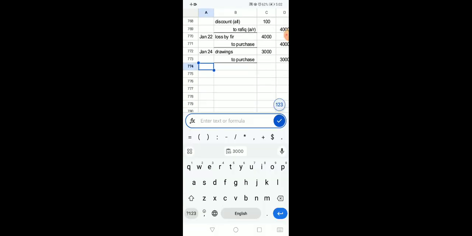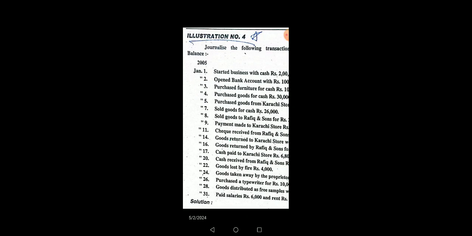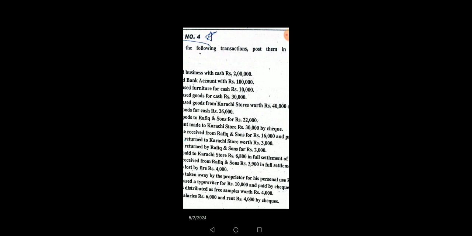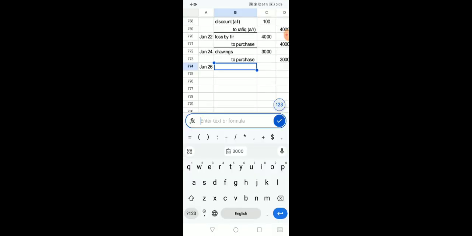Put the date first, January 26. Let's see what January 26 is saying: purchase a typewriter and paid by check. Here we have purchased a typewriter. When you are buying a typewriter, the typewriter is coming in, which is your asset. Asset is increasing. Increase in asset should be mentioned on the debit side. So you will write typewriter on the debit side.